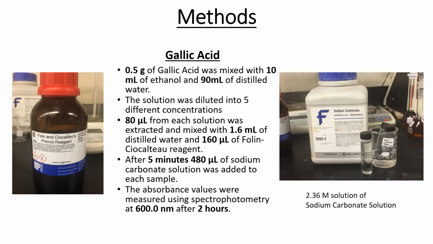For the procedure, 5 different solutions at 5 different concentrations of gallic acid were made. Then, 80 microliters from each solution were extracted and mixed with 1.6 milliliters of distilled water and 160 microliters of the reagents. After waiting around 5 minutes, we then added 480 microliters of the sodium carbonate solution because the reaction can only take place under basic conditions. And then after waiting 2 hours, we measured the absorbance values at 600.0 nanometers using spectrophotometry.